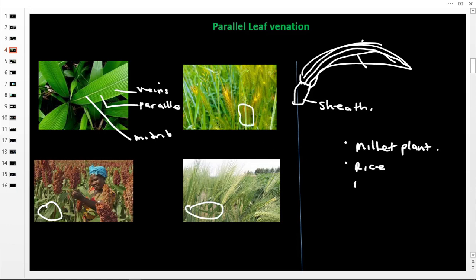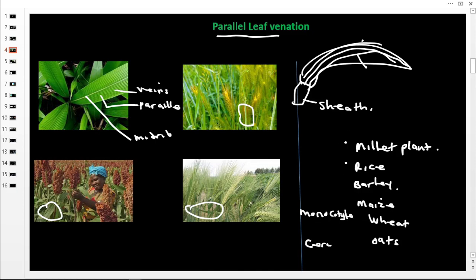This is the barley. The barley plant also has it. Then other examples which are not here, we have the maize plants. They have parallel venation. Then we are going to look at wheat. We have the oats and so on. So what do you notice? When you look at all these ones, we categorize them under monocotyledonous plants, meaning that parallel venation is a characteristic of monocotyledonous plants, and these monocotyledonous plants give us the cereal crops, as we discussed in the previous videos.